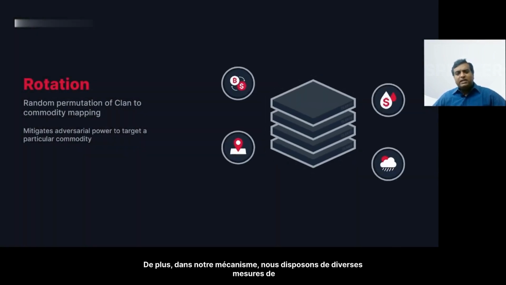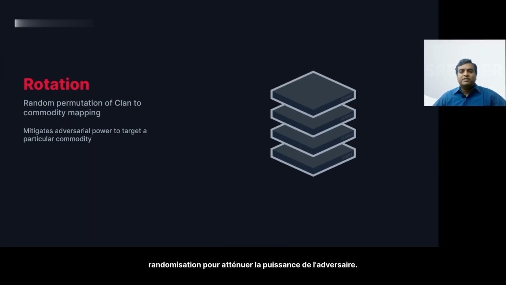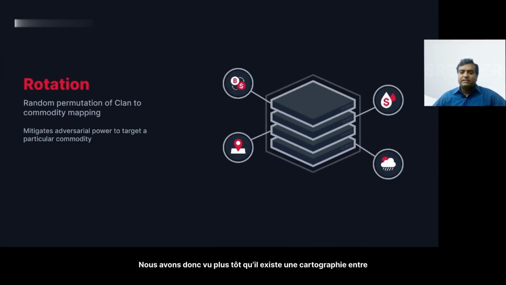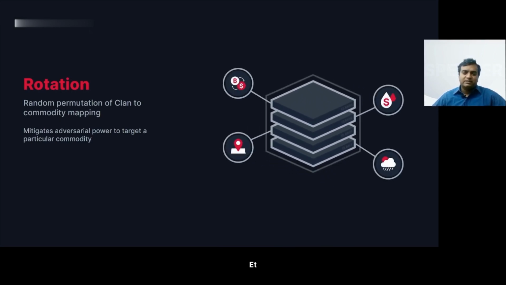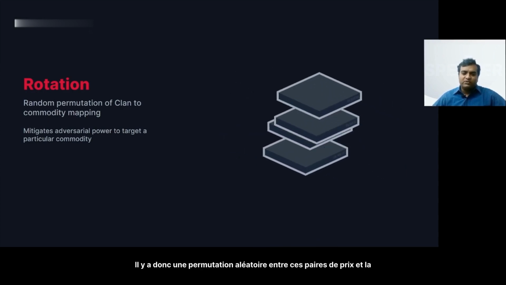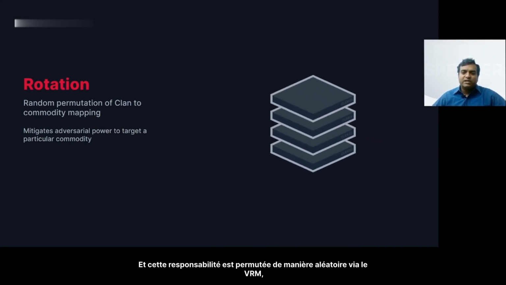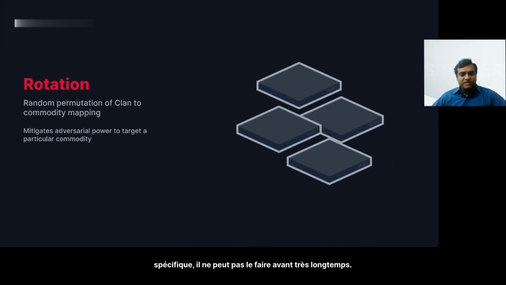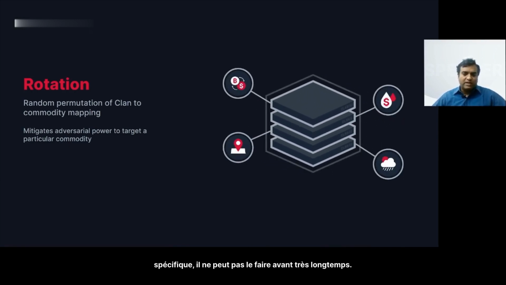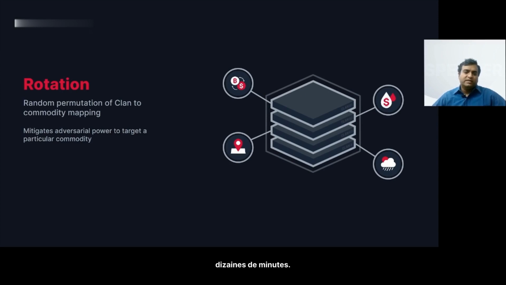So additionally, in our mechanism, we have various randomization measures to mitigate adversaries' power. We have seen earlier that there is a mapping between various price pairs or commodities to various clans. And this responsibility is rotated. There is a random permutation between these price pairs in the clans, and this responsibility is randomly permuted via VRF, so that if the adversary wants to affect any specific commodity, it can't do so for a very long time. This rotation happens at every cycle, and a cycle can typically be, let's say, a few tens of minutes.